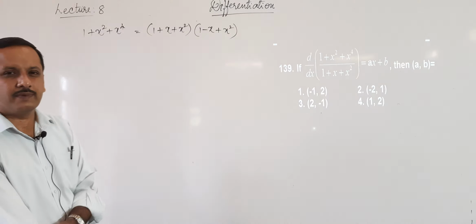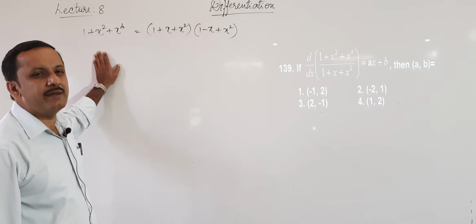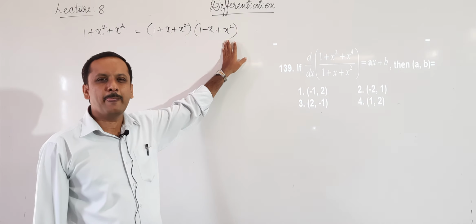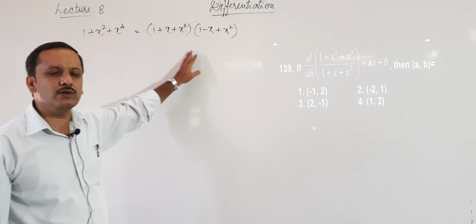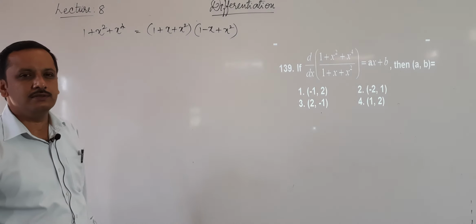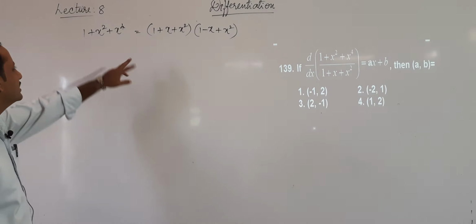Do you remember this formula? 1 plus x square plus x power 4 can be written as (1 plus x square) into (1 minus x plus x square). Okay, I think you know this formula. Should I expand and prove this? What do you think? Okay, as you wish, I will show how this is equal to this.